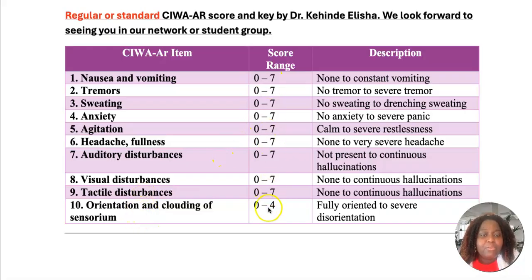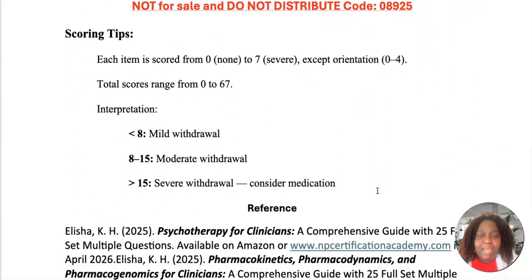And I have the range. The only one that has a different range is 0 to 4. That is orientation and clouding of sensorium. And then we have a description right here that tells you what it means. Nausea and vomiting, none to constant vomiting. Tremors, no tremor to severe tremor. Sweating, no sweating to drenching sweats, and so on and so forth. And then we have orientation, fully oriented to severe disorientation, and so on and so forth.